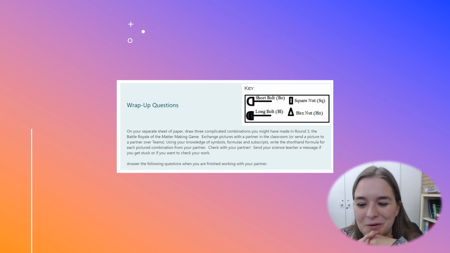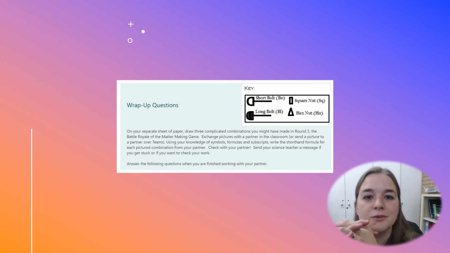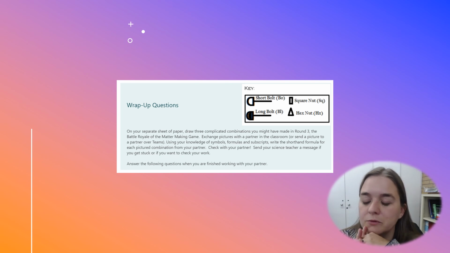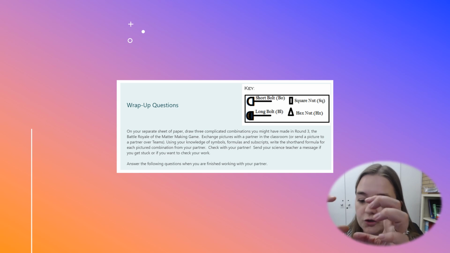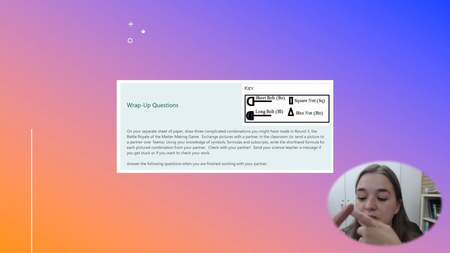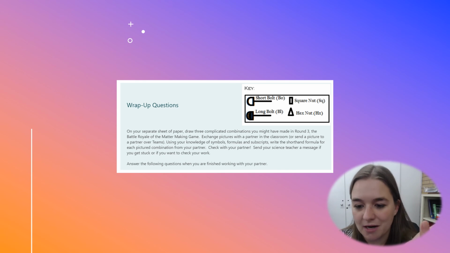Now the fun part. On your separate sheet of paper, your scratch paper that you were using, draw 3 complicated combinations that you might have made in round 3, the battle royale of the matter making game. So in the battle royale, you had 5 short bolts, 5 long bolts, 15 square nuts, and 15 hex nuts. What I want you to do if you're doing this as a remote student is draw them out, and then you can either exchange pictures over Teams, or you can draw combinations and then label them yourself with whatever they should be. Either check with a partner, or you can send me a Teams chat with the picture to check. That way I know that you're practicing these skills.